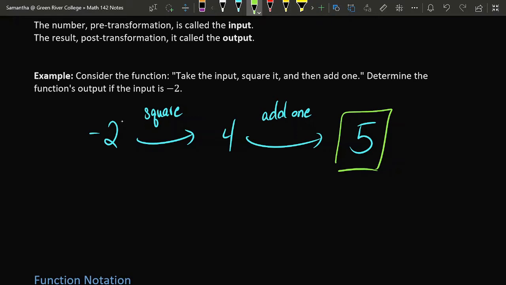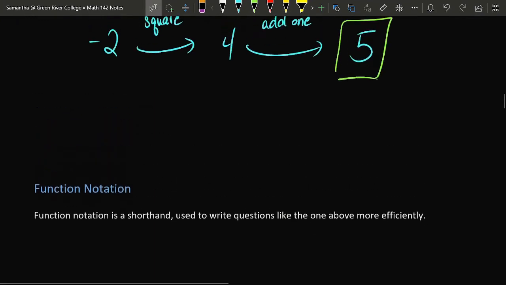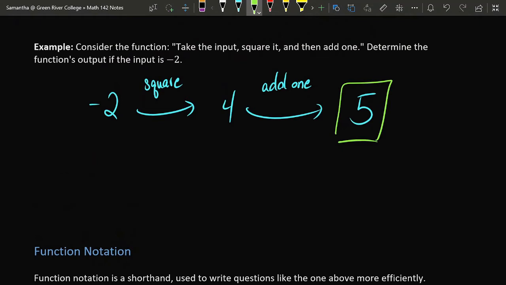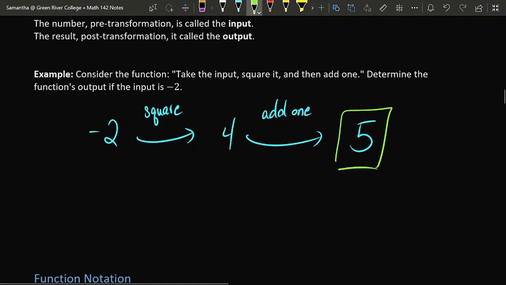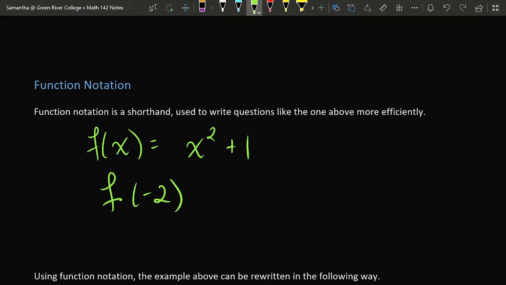But writing down functions in words like this is a huge pain. So for shorthand, we've introduced something that's called function notation. Function notation is a shorthand used to symbolically express questions like the one above. If I were to rewrite this example using function notation, it would look something like this. The procedure is, take your input, square it, and then add 1 to the result. Determine the output if the input is -2.